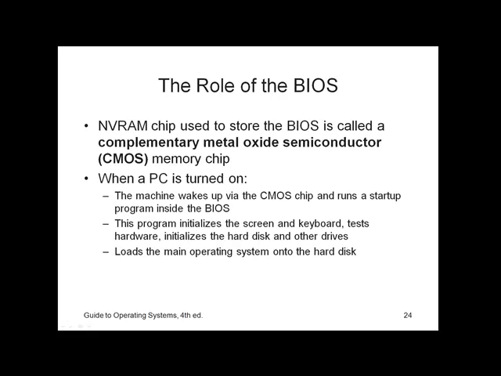Now, the NVRAM chip used to store the BIOS, we refer to that as the complementary metal oxide semiconductor, or CMOS memory chip. Now, when we turn on the PC, the way BIOS works, the machine will wake up the CMOS chip and it will begin to run the startup program inside the BIOS. The whole point of this startup program is that it will initialize the screen and keyboard, it will test all the hardware, and then it will initialize the hard drive and other devices. Once it initializes the hard drive, it will load the main operating system onto the hard disk.